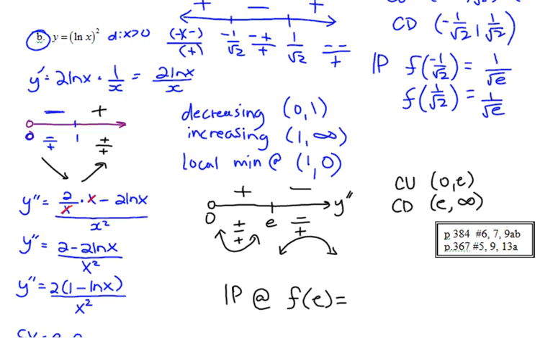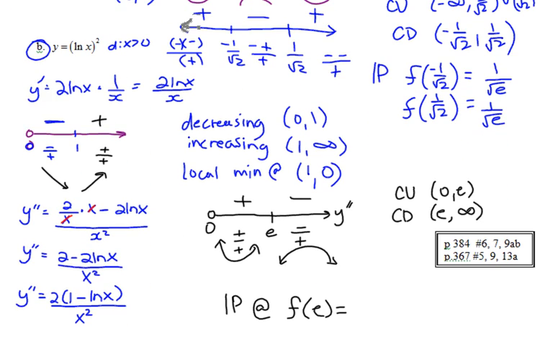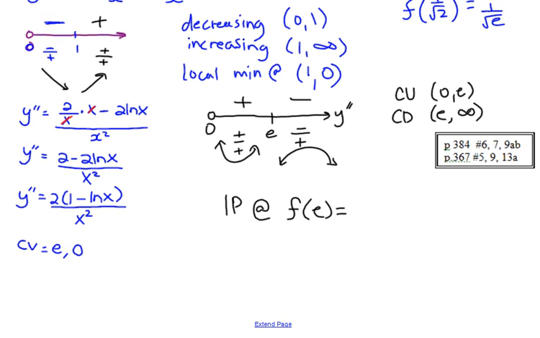The original, to get the actual point. So natural log of e is 1. 1 squared is 1. You can do it.